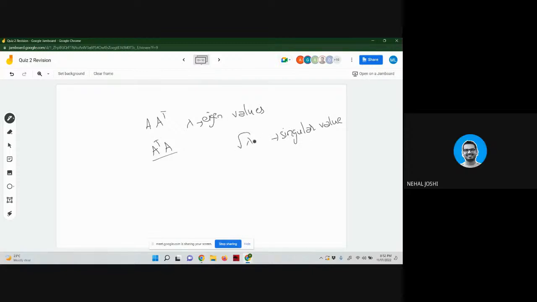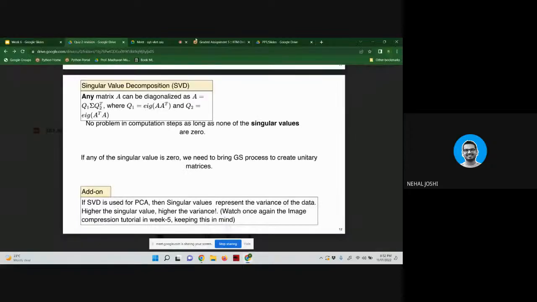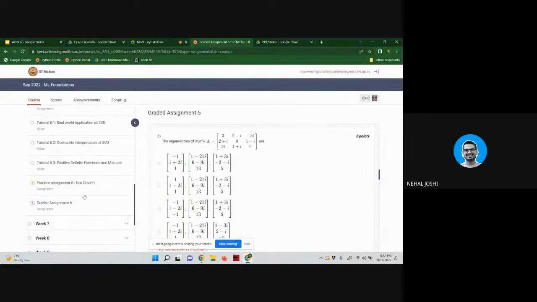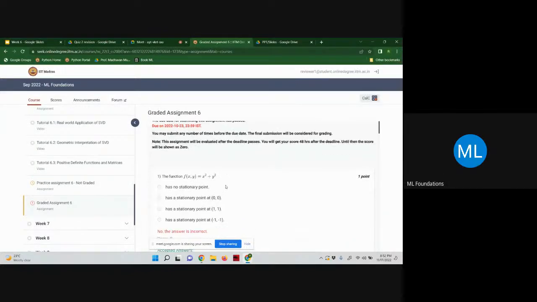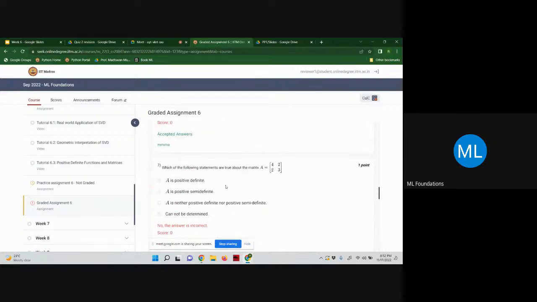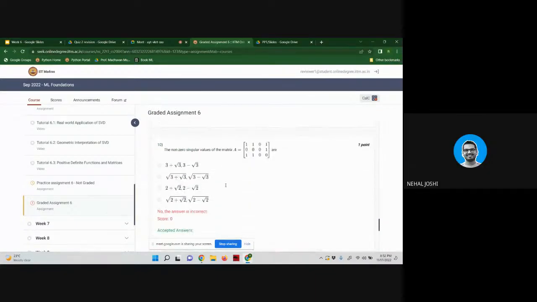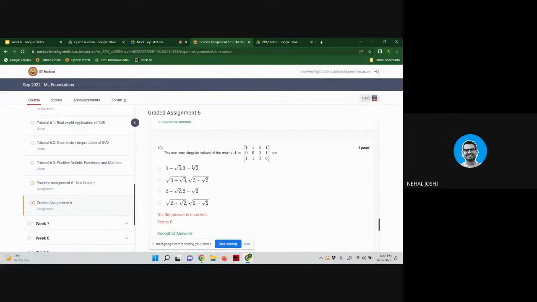So if you check graded assignment 6, question 10. In this case, it is not the same because it's an M cross N matrix. No. See, the thing is, we are talking about non-zero eigenvalues. The non-zero eigenvalues are going to be the same. Can you solve this and show it? That's going to be a lengthy one.